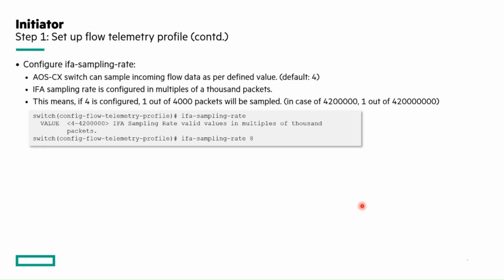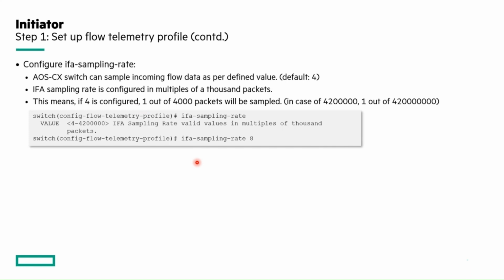Next, we can configure the IFA sampling rate. AOS-CX can sample incoming flow data as per the value the user defines. The default for this value is 4, which means 1 out of 4,000 packets will be sampled. IFA sampling rate is configured in multiples of 1,000 packets, and this is the reason why it is 4,000 packets for 4. So if 4 is configured, 1 out of 4,000 packets will be sampled.